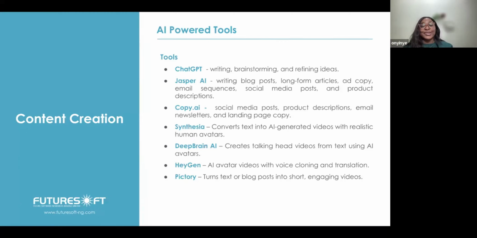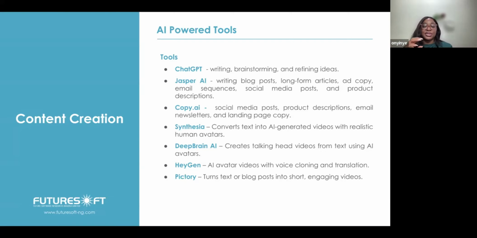Copy AI is another one that is used just like the name, copies. So you can use it for social media posts, product descriptions, your email newsletters, landing pages, just things that we would use as marketers for content marketing. Those are things that you can do with Copy AI. Then there's Synthesia, which converts text into videos. So if you have a blog post that you want to turn into a video, Synthesia can do that for you. Pictory rather is also a tool that you can use for that as well. This converts text, blog posts, articles, just scripts into engaging videos.